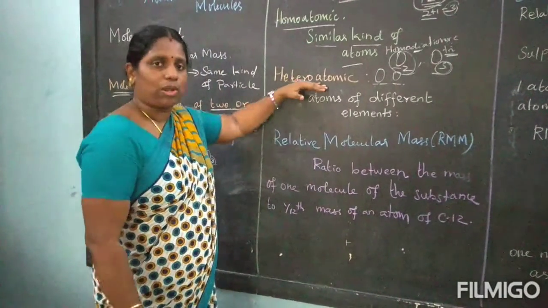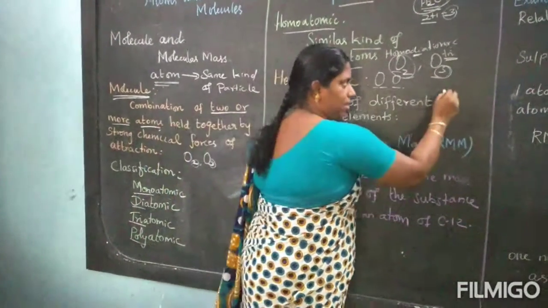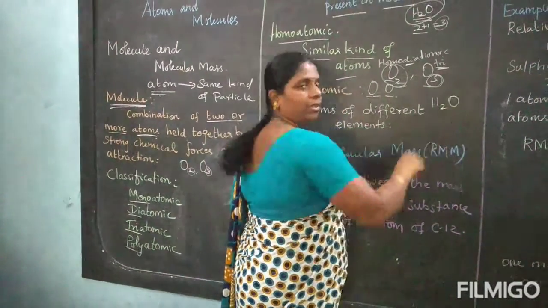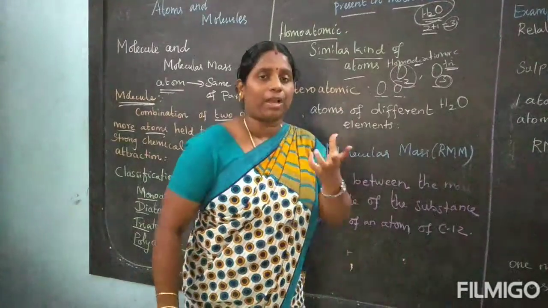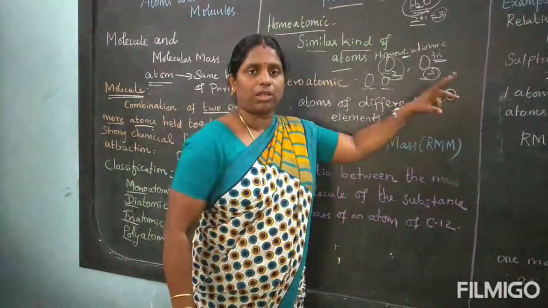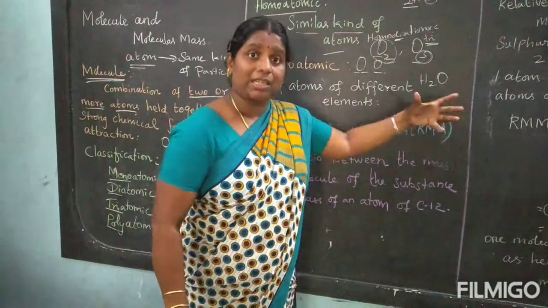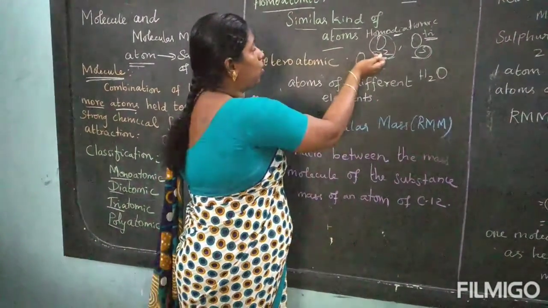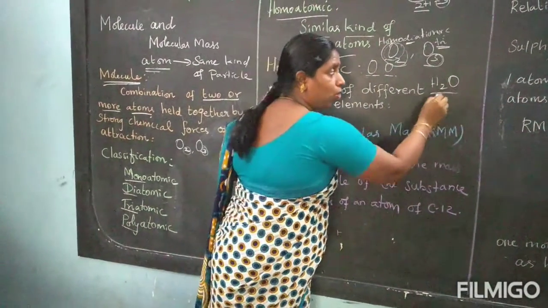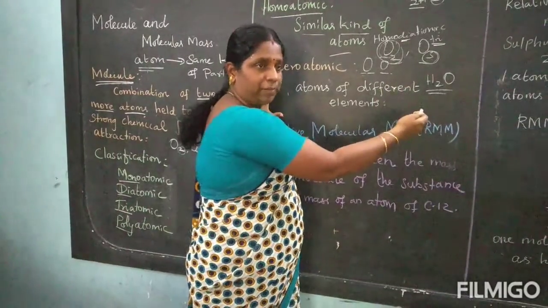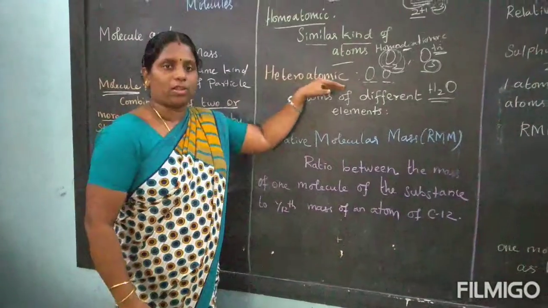Now let us see the heteroatomic molecule. Hetero means more than one kind of atom. Take the same example, H2O. Different elements are present and form a compound. So hydrogen 2, oxygen 1, totally 3. Heteroatomic means atoms are present in a compound, not an element. Homo means only one type of element, with more than one atom present. Here, two or more elements are present. So when 2 or more elements are present to form a molecule, it is called a heteroatomic molecule.